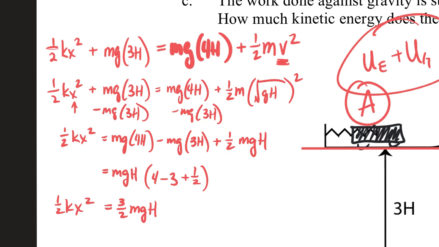These numbers work out like this on purpose because of the way I chose them. So they all combine nice. Cancel out the 2. Solve for x. And x is the square root of 3mgh over k. And that's the answer. That's a lot. It's a whole bunch. I think this is not an unreasonable test.